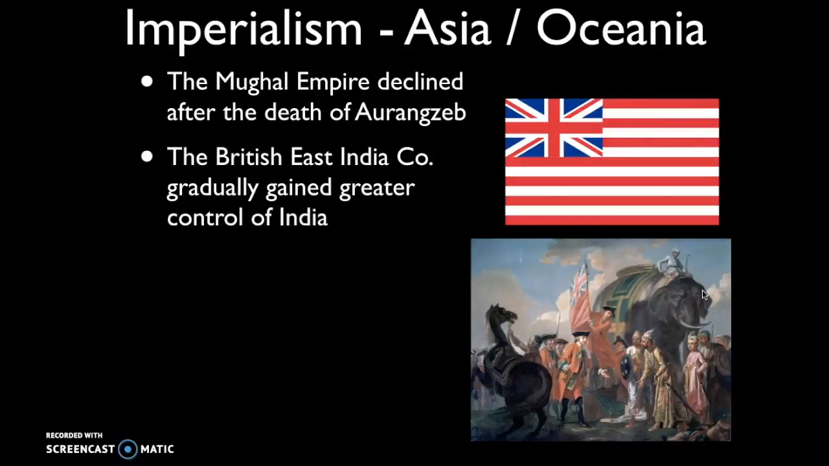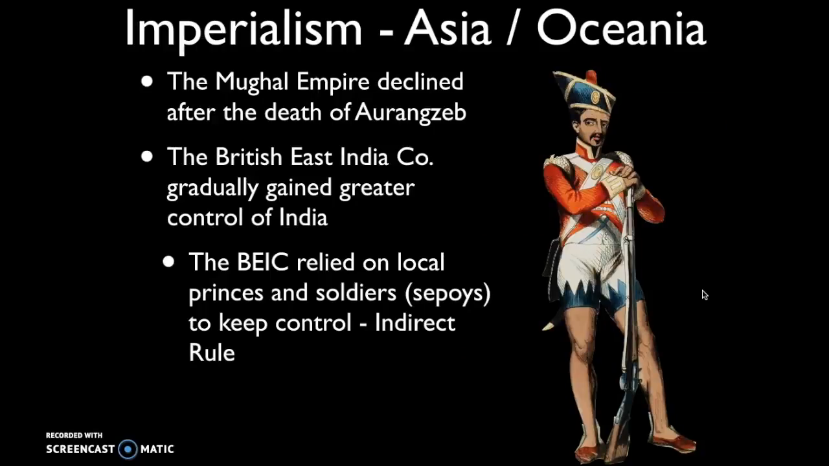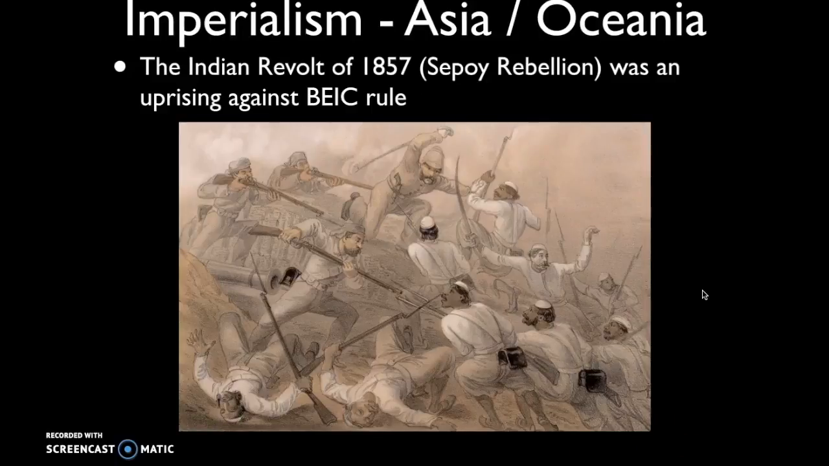So the British East India Company gradually gained greater control over India. The British East India Company is going to rely on local princes and soldiers, sepoys, to keep control over India. The British only represent a very small percentage of the population in India, so they have to rely on indirect rule, or local princes and soldiers, to maintain control over the region. And this is going to work well as a strategy until 1857, when the Indian Revolt of 1857, sometimes referred to as the Sepoy Rebellion, broke out. It is an uprising by sepoys, soldiers of the British East India Company who are from India, against British East India Company rule.